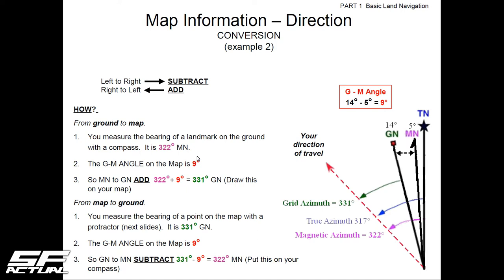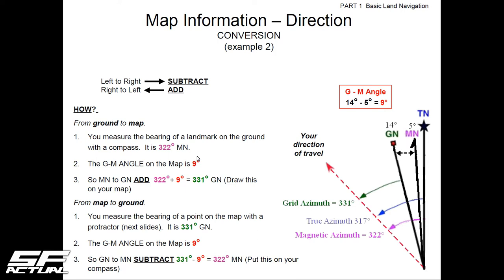you can see here the difference is only 9 degrees. The GMN angle is only 9. So here from ground to map, you measure the bearing of a landmark on the ground with a compass at 322 magnetic north. We know that the GNM angle is 9 degrees, and we are working with magnetic north to grid north. So in this case, we're going east to west, which is to add. So we're going to add 322 plus 9 gives us 331. That is what we would draw on our map if we were trying to point that azimuth out on our map.